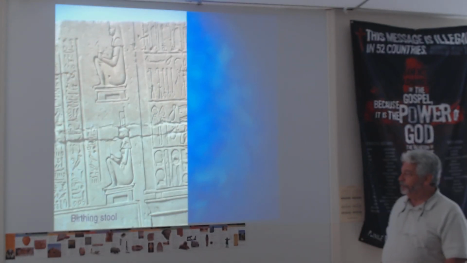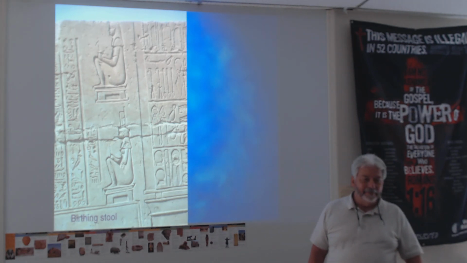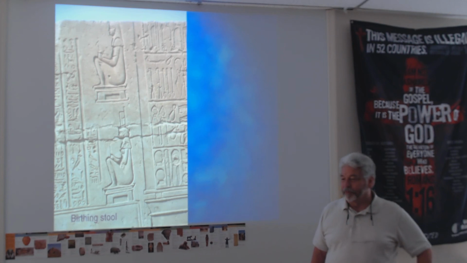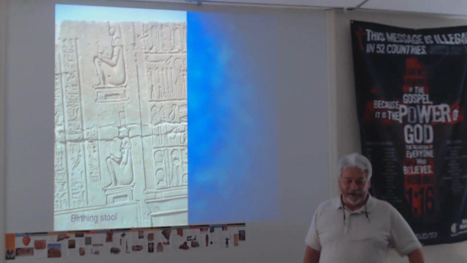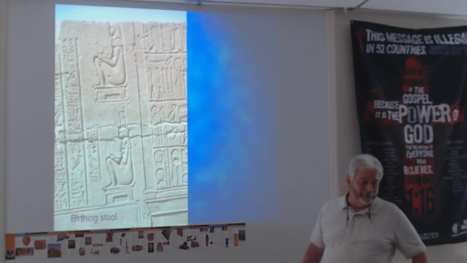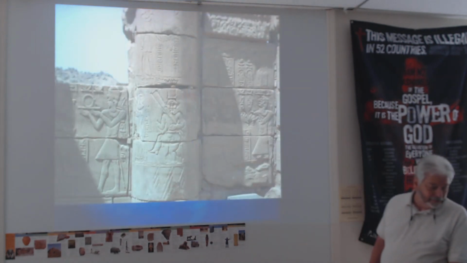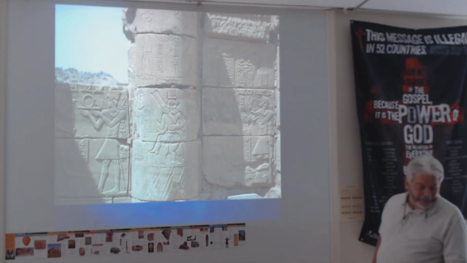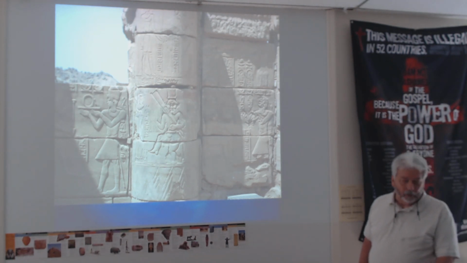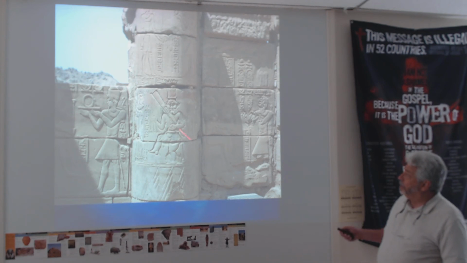This is a birthing stool. What's a birthing stool? It's a stool upon which you give birth. Egyptian women did not lie in a bed in a hospital to give birth. They sat on a stool to give birth. And that's a drawing of it. This is the god Bes here. He looks kind of like a dwarf or something. But he is the god who oversees women when they're giving birth. This is outside of the temple.